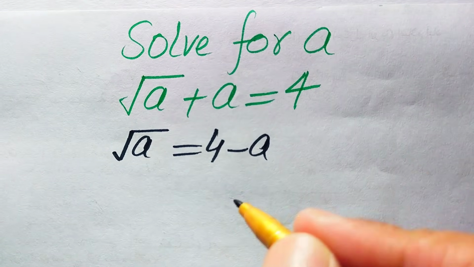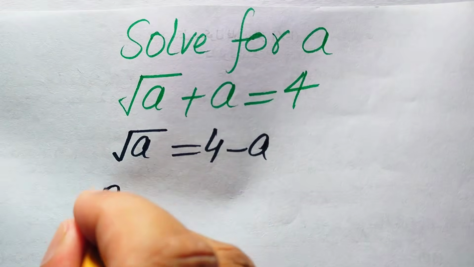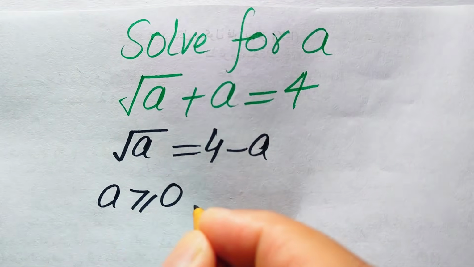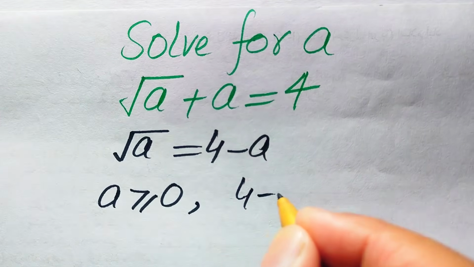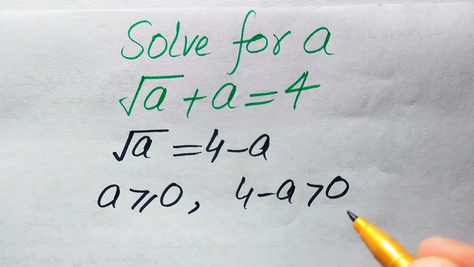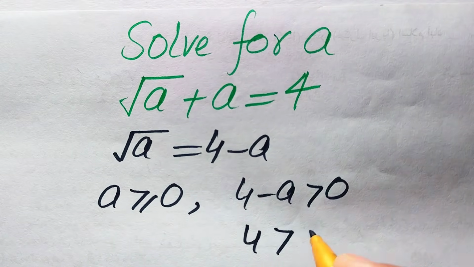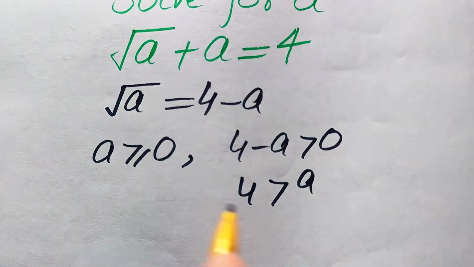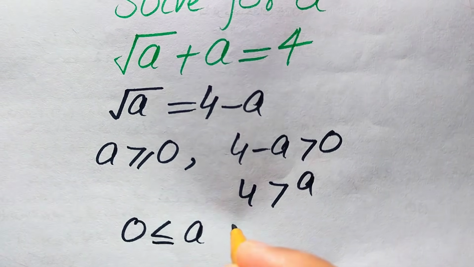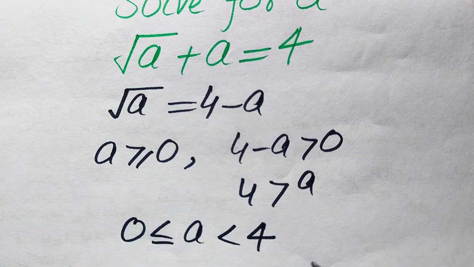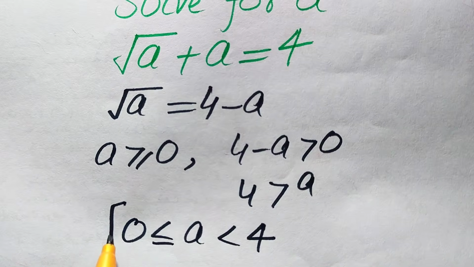If we find the real solution of this problem, you know that the value inside the square root is always greater than or equal to 0, and for the real solution the right-hand side must also be greater than or equal to 0. So from this we move minus a to the right-hand side and we get 4 is greater than a, and when we combine both of these inequalities we get 0 is less than or equal to a is less than 4. This means that the solution of this equation lies in this interval.